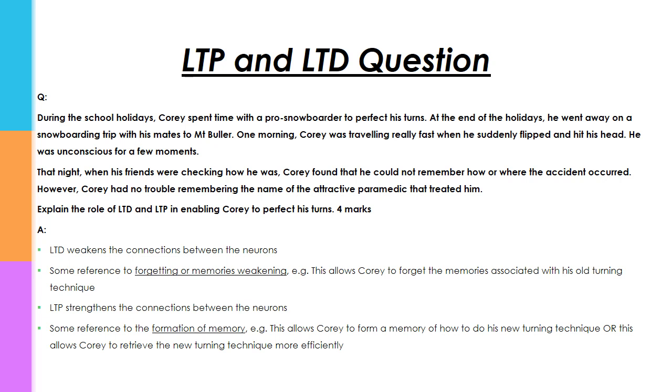So LTD weakens the connections between the neurons, okay? And so that will mean that he will forget the memories associated with the incorrect way that he used to turn. LTP, on the other hand, will strengthen the connections between the neurons, and that will mean a memory will be formed, and he will learn how to do the new turns that he needs to learn.